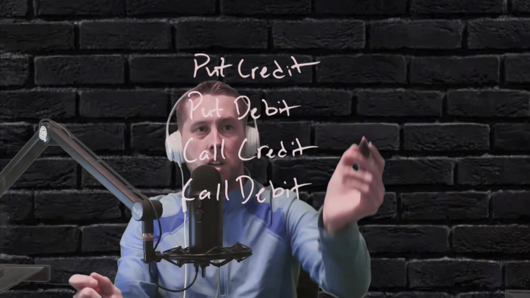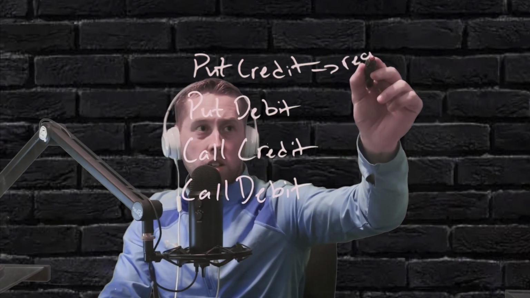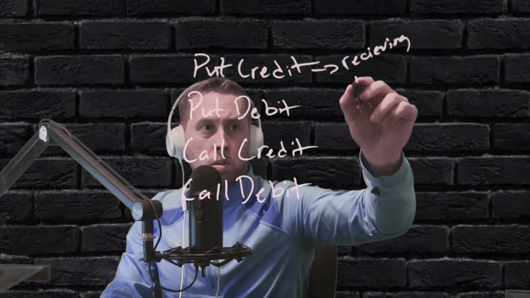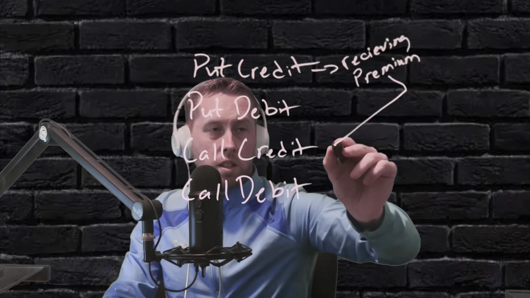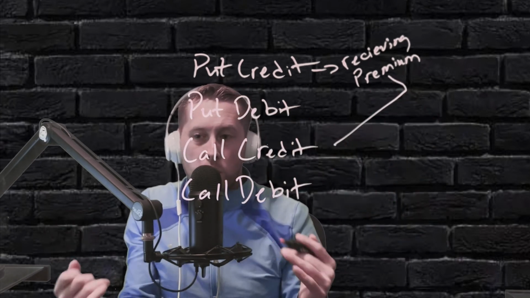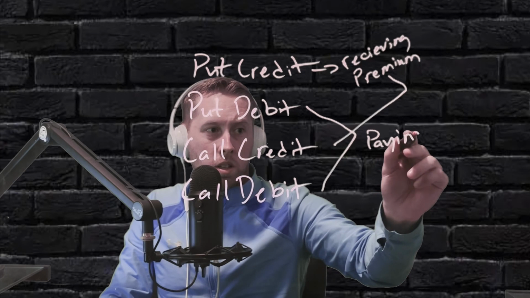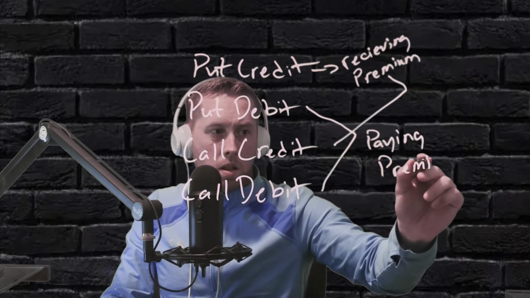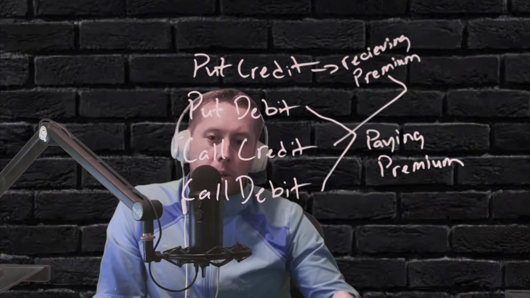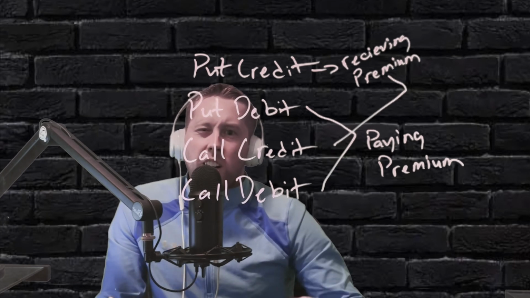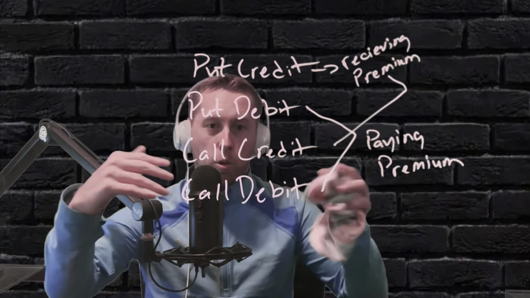Now, what is the difference between these? With these two, you are receiving premium, and this is for both of these. So when you see credit, you're being credited the money. You're not paying money up front. For these two, you're paying a premium. When you debit something, think of it as you're using your debit card, you're paying for something, right? Or someone's crediting something back to you. So that's how I always imagine that, and that's what helped me kind of learn it.